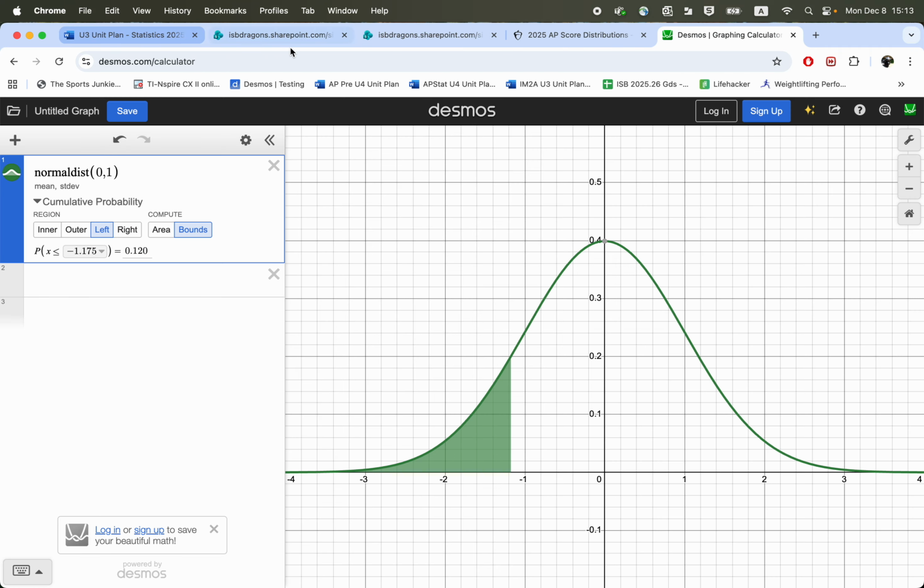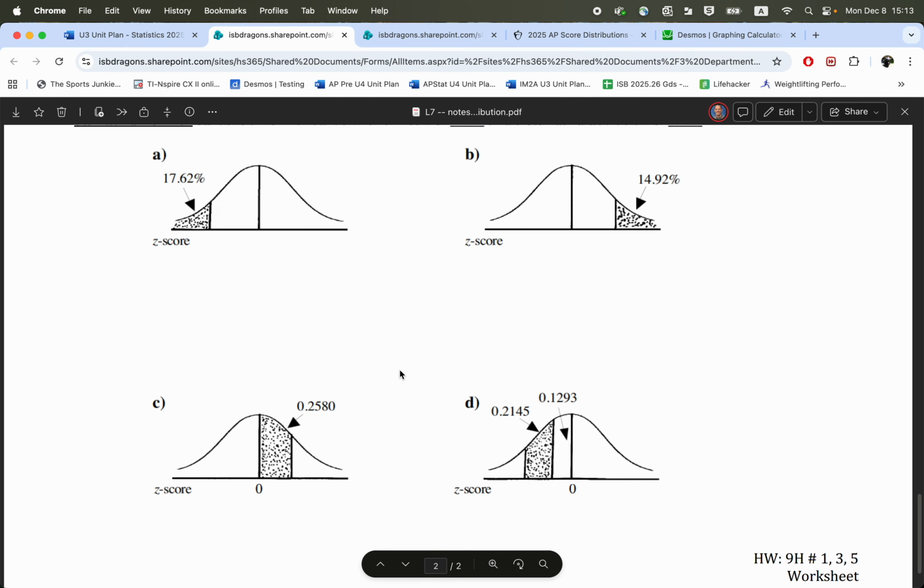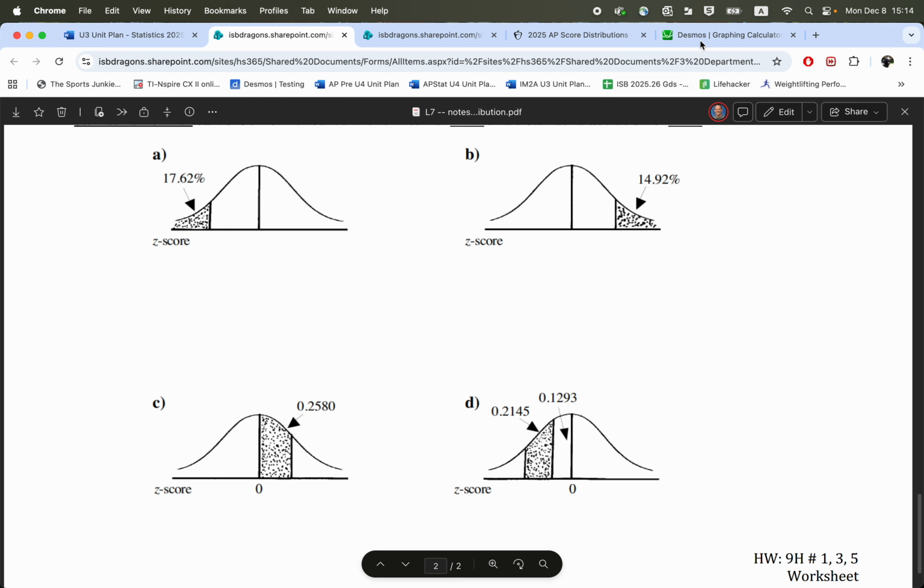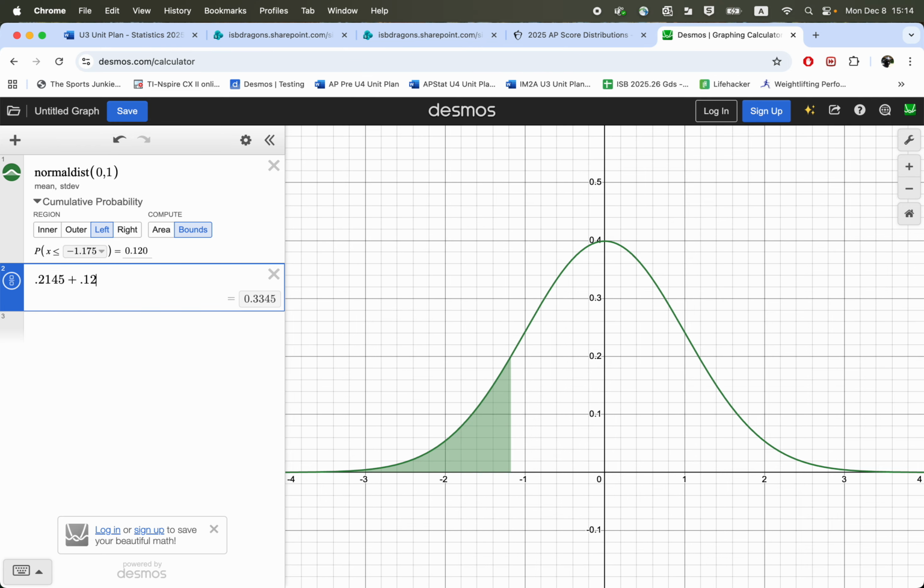Let me go back to my notes. So we know this total area is 0.2145 plus 0.1293. So let me just put that in: 0.2145 plus 0.1293, okay? Sorry for that earlier thing, I just wasn't thinking clearly. So that is going to be an area of 0.3439.